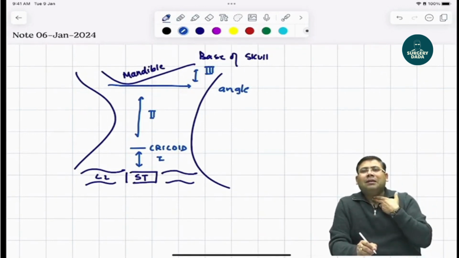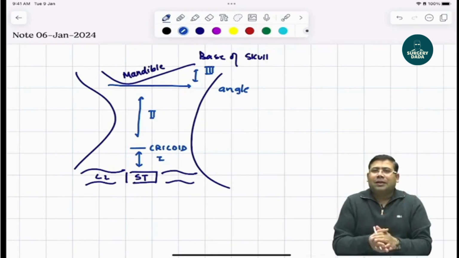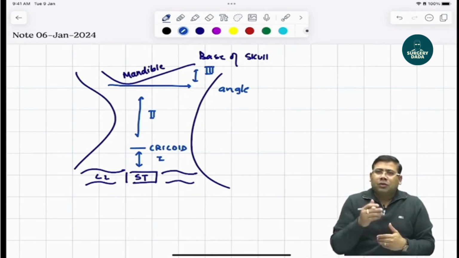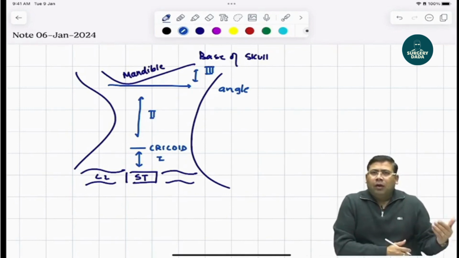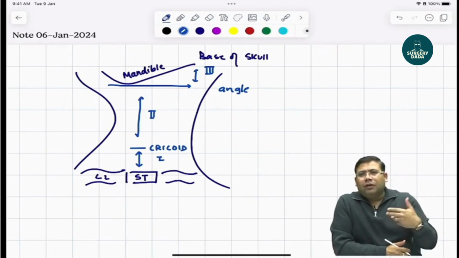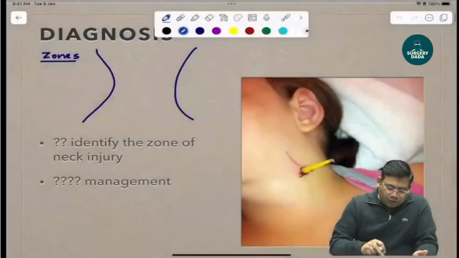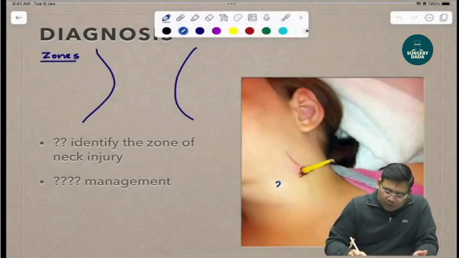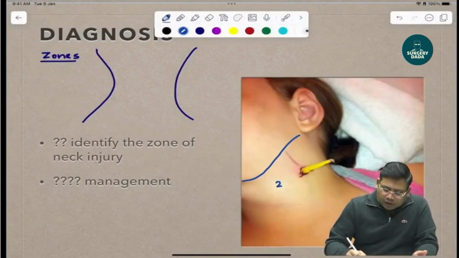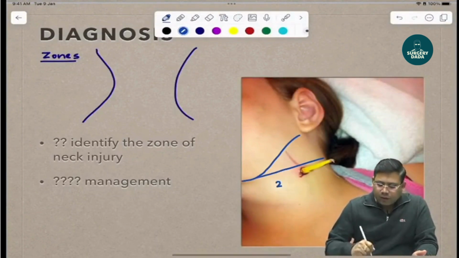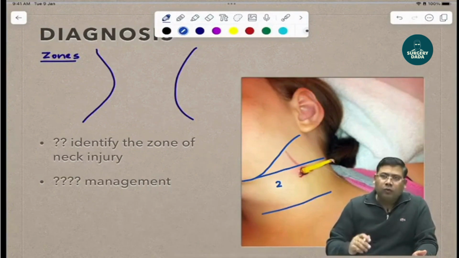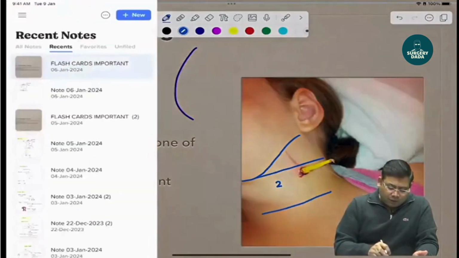Zone 2 is the muscular zone. Zone 1 and zone 3 are to some extent hidden by the bony cages. So surgeries in zone 2 are very easy, but zone 1 will require a sternotomy, and zone 3 will require a mandibulotomy. So if we see, this injury belongs to what zone, students? This injury belongs to zone 2 because this is where zone 2 is. So this injury belongs to zone 2. What shall be the management for this zone?